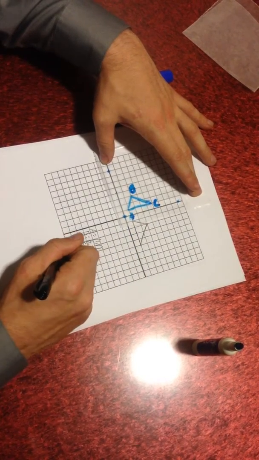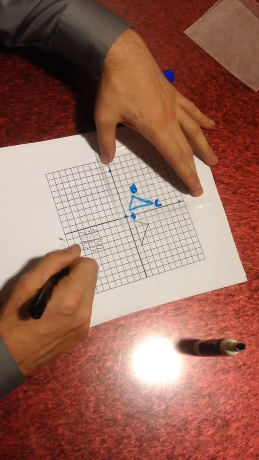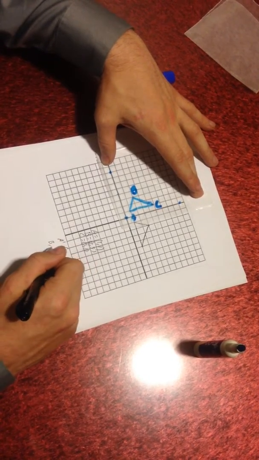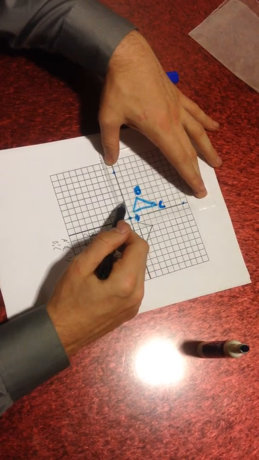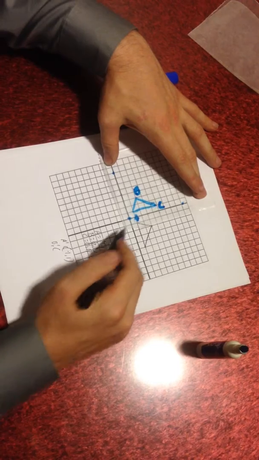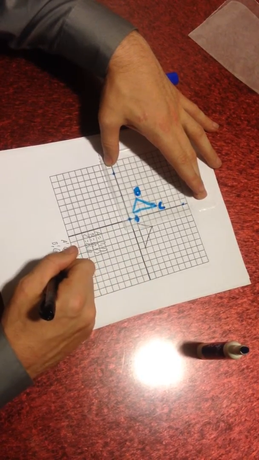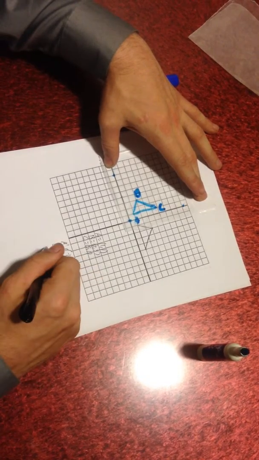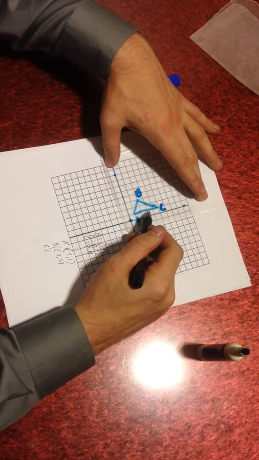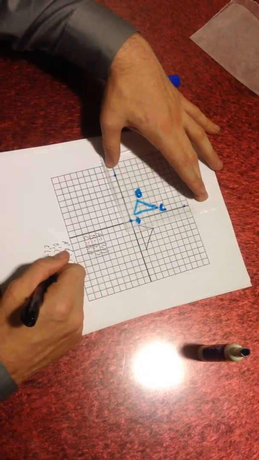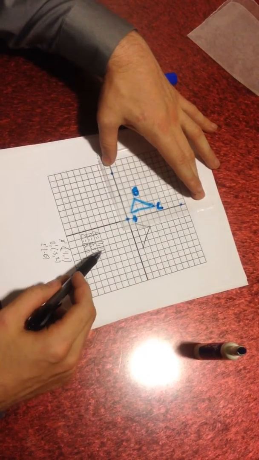So A prime in this case would be 1, 1, and B prime, oops, in this case would be negative 3, 2. And C prime in this case is going to be negative 1, 5. Now, like I said, students might already start noticing some patterns.